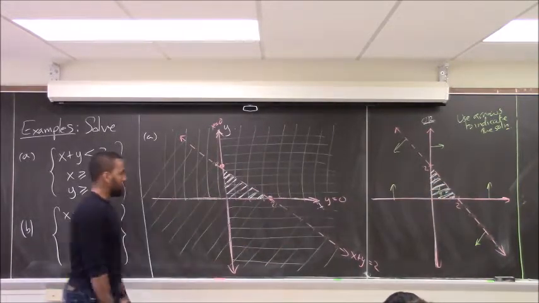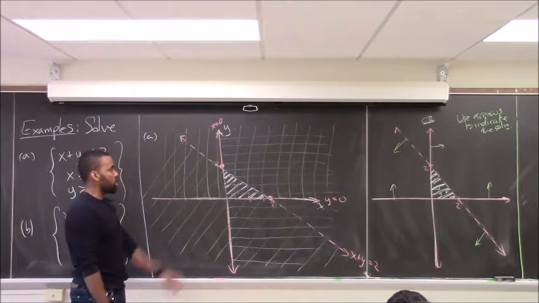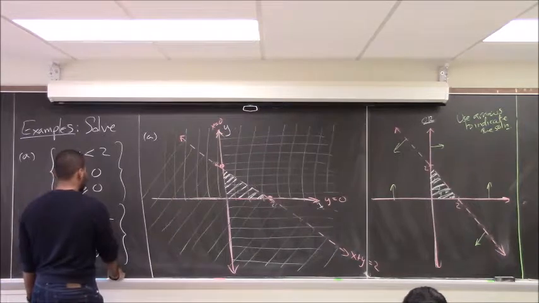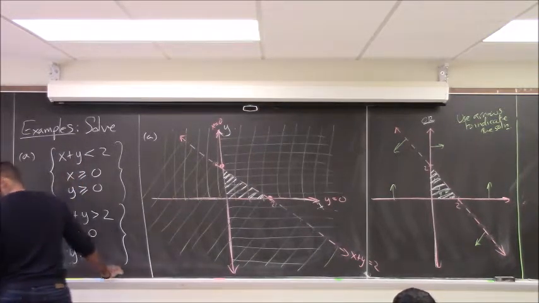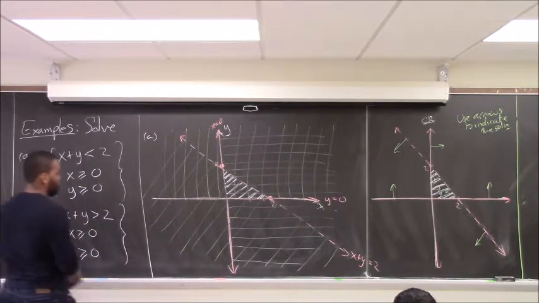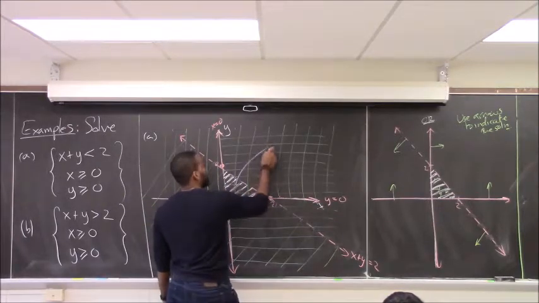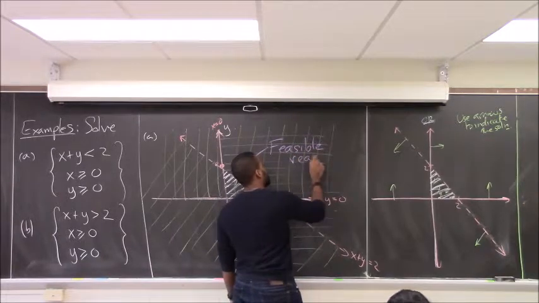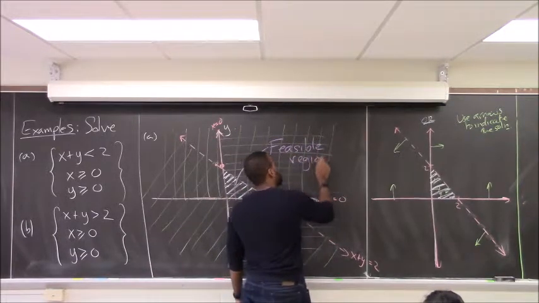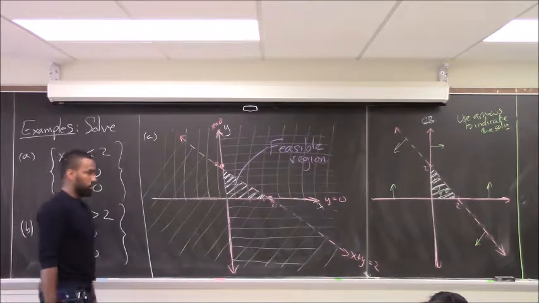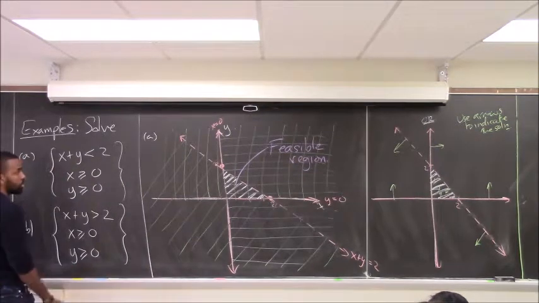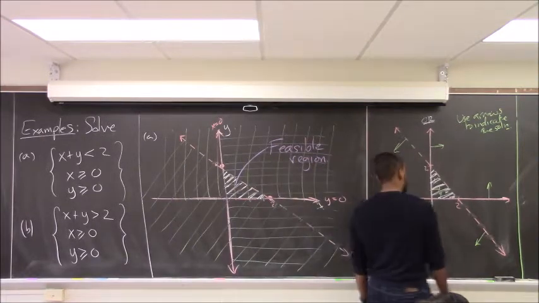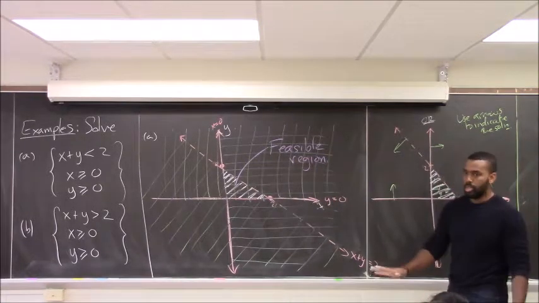Either way is fine, just be aware that what you're looking for is the overlap of all the solution regions. And this region here is called the feasible region. Now, that's A. Any questions on how I did that?